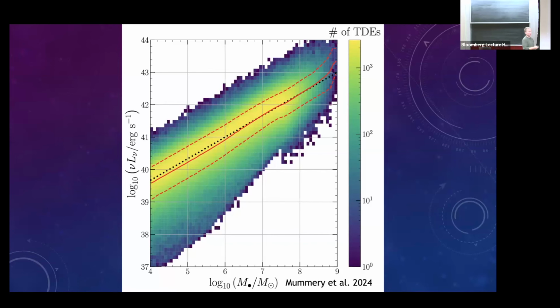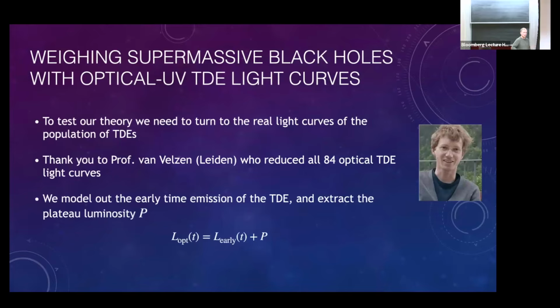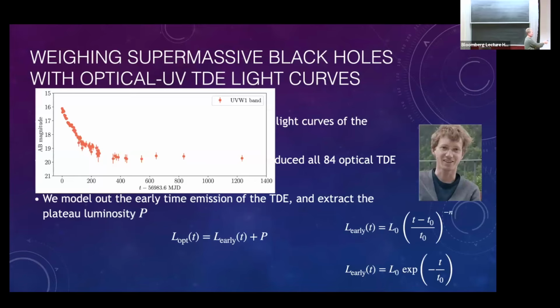I'm running out of time. You say you can relate L to mass with half a dex scatter. So then you go away, and this was done in 2024 when there were 84 optical TDEs. What you do is you take the light curve, you fit some phenomenological decay to the early time, plus P for plateau, right? And you constrain P from the data, then you're going to get independent estimates of the black hole masses, and you're going to compare to this relation.